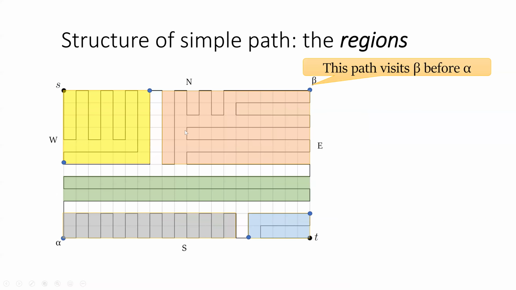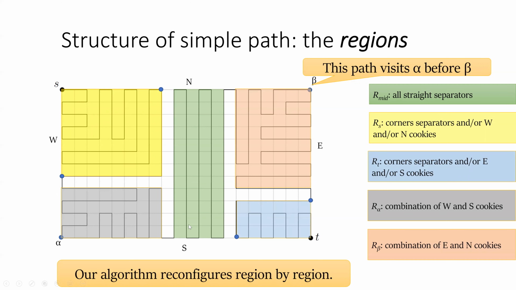But if the path had visited beta before alpha, then we would have horizontal straight separators, and then RS and R beta would be on one side, and R alpha and RT would be on the other side. Without loss of generality, in the examples that we will show in the next slides, we will assume that this is our starting point. This is the starting path.